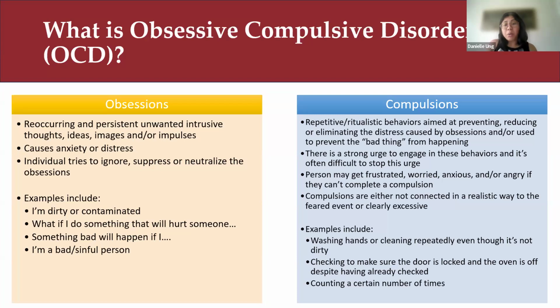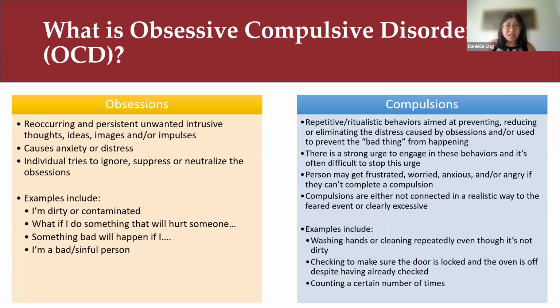Another example of a compulsion is counting a certain number of times. So it may be that the person, for example, before leaving the home might have to count to 10. They might have to tap or rub something a certain number of times in order to be able to leave their home, because they feel that this ritual might prevent something bad from happening, or that something bad might happen if they don't engage in those compulsions.